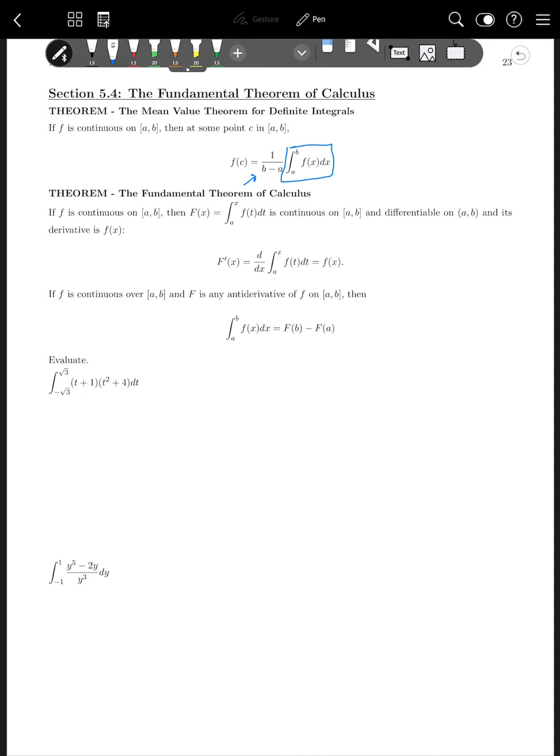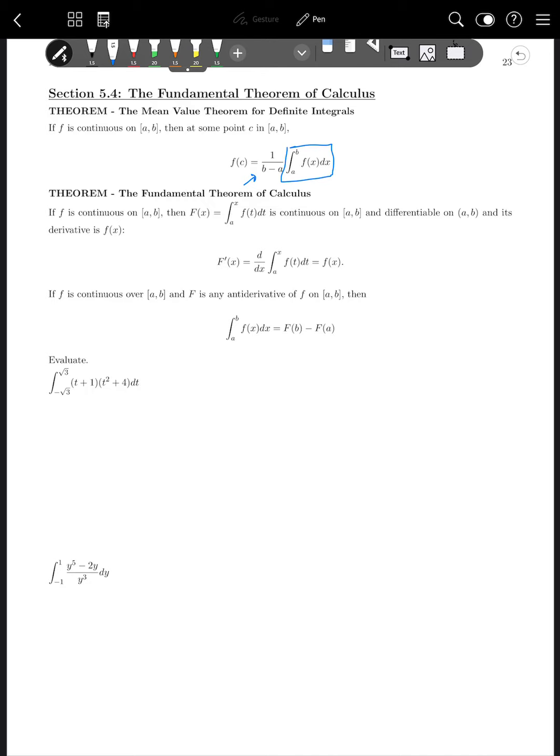And then the fundamental theorem of calculus will help us do this more simply because it'll help us do the definite integral easier. So the fundamental theorem of calculus says if f is continuous on [a, b], the interval from a to b, then the function F(x) equal to the integral from a to x of f(t) dt is continuous on [a, b] and differentiable on (a, b), and its derivative F'(x), the derivative of the antiderivative, is equal to the derivative of the integral from a to x of f(t) dt, which is simply the function f(x).